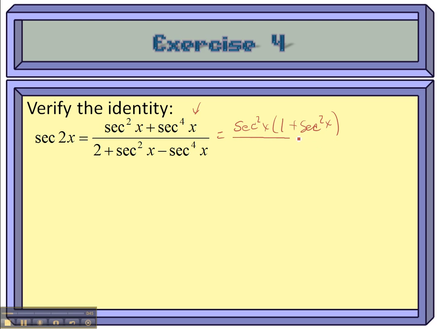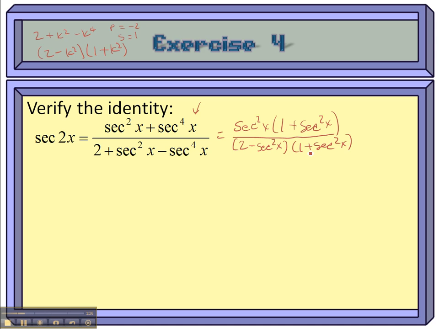On the bottom, think of the bottom like this. This is 2 plus k squared minus k to the fourth. Your product here is a negative 2. Your sum is a positive 1. How that factors is 2 minus k squared times 1 plus k squared. So we're going to do that just with secants. So this should be 2 minus secant squared x and 1 plus secant squared x.